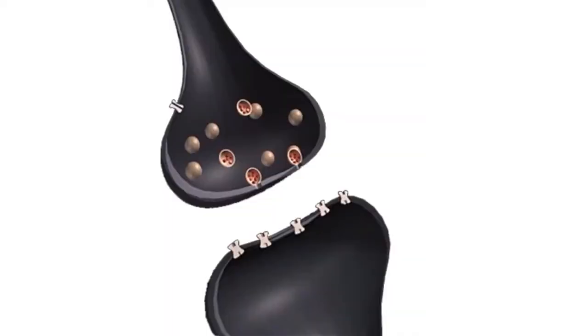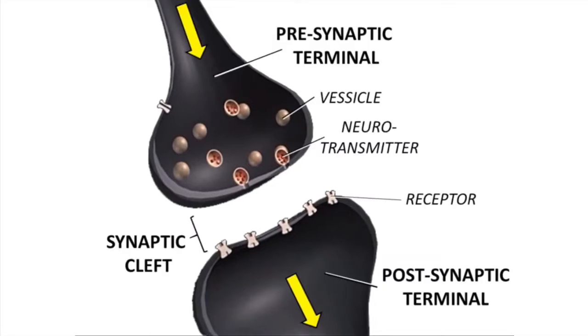So within a synapse, we have three major structures. We have the presynaptic terminal, the synaptic cleft, and the postsynaptic terminal. The presynaptic terminal is the name given to the terminal button of the first neuron. So this is where information exits the first neuron, and within the presynaptic terminal are a number of small sacs filled with chemicals. These sacs are called vesicles, and the chemicals inside the vesicles are called neurotransmitters.